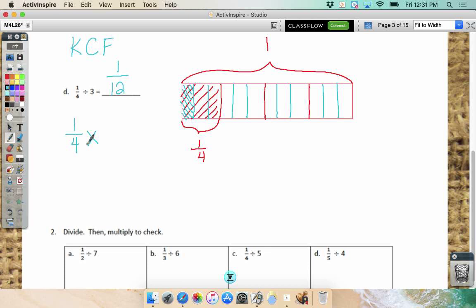Change division to multiplication. Flip the 3/1. And it will become what? 1/3. And is that the correct answer? Yes. So there's really no reason to do that unless you get confused or mixed up. And then double check with that, okay?